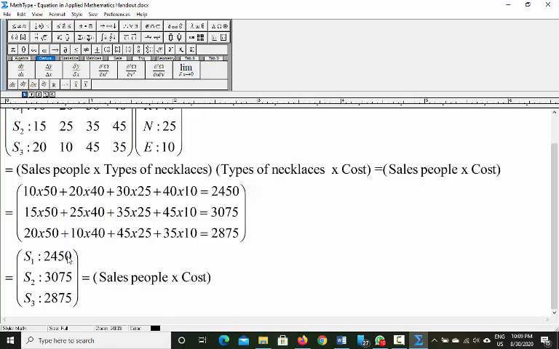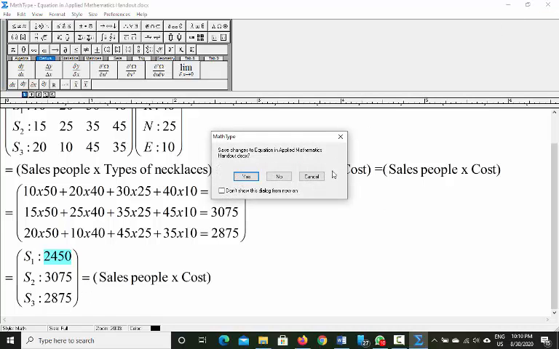That means this is the total cost, the total amount they have spent to buy those necklaces. So the first sales guy has spent $2,450 to buy those monthly necklaces. Second guy spent $3,075 to buy those necklaces. So like that way we can get.